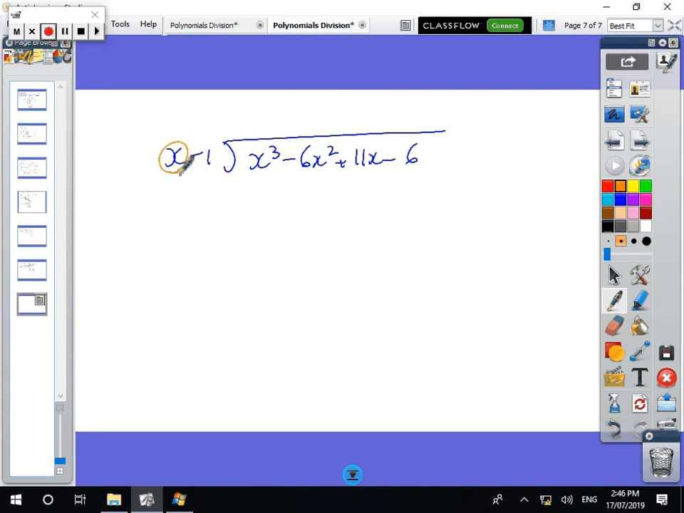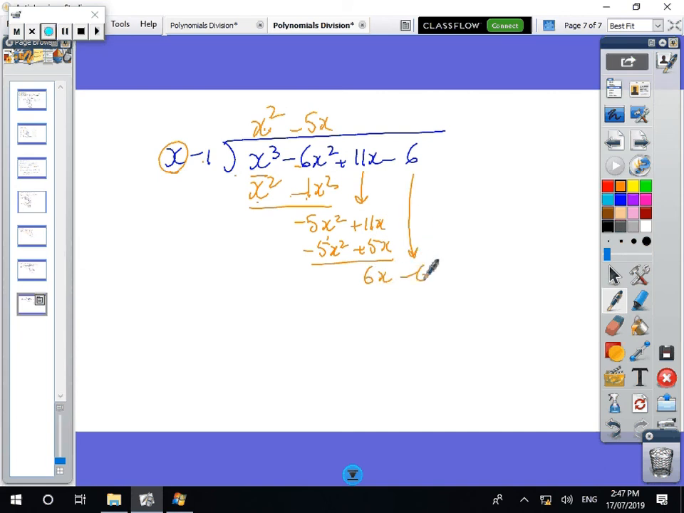Okay, we're starting now. X into x cubed goes x squared. X squared times x is x cubed. X squared times minus 1 is minus 1x squared. Minus 6 minus minus 1 becomes minus 5. Minus 5x squared. Bring down the 11x. I'm going to rub that out because it's a bit untidy. So minus 6 minus minus 1 will be minus 5x squared, and then the 11x comes down. X into minus 5x squared goes minus 5x. Minus 5 times minus 1 is plus 5. 11 minus 5 equals 6x. Drag down the minus 6.